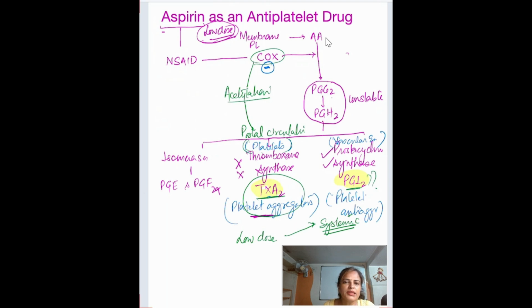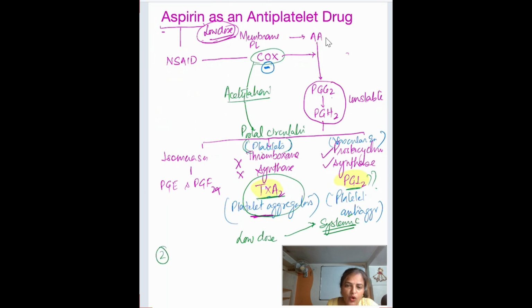Even if it did inhibit, let's say, the prostacyclin, which is synthesized from the vascular endothelium. Now the second point in favor of this is that the net effect in a low dose is to inhibit only the synthesis of thromboxane A2, not the prostacyclin. So the second point is now about the platelet.